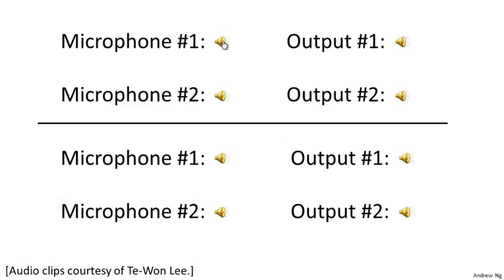All right, maybe not the most interesting cocktail party is two people counting from 1 to 10 in two languages, but there you go. What you just heard was the first microphone recording. Here's the second recording.